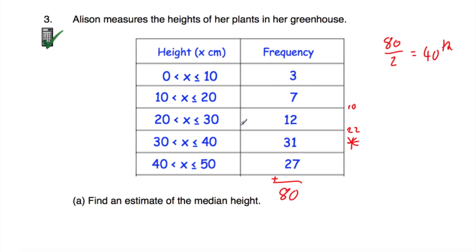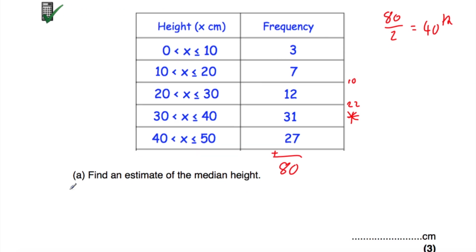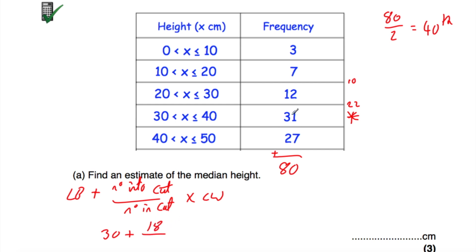And now we just need to use our linear interpolation formula. So that's the lower bound plus the number into the category over the number in the category times the class width. In terms of this class interval, the lower bound would be 30, plus the number into the category. We've got to 22, since 3 plus 7 plus 12 is 22. We need to find the 40th one, so we need to go another 18. So it's 18 into that category, over the number in the category, which is 31, times the class width. The class is 10 wide, so times 10.